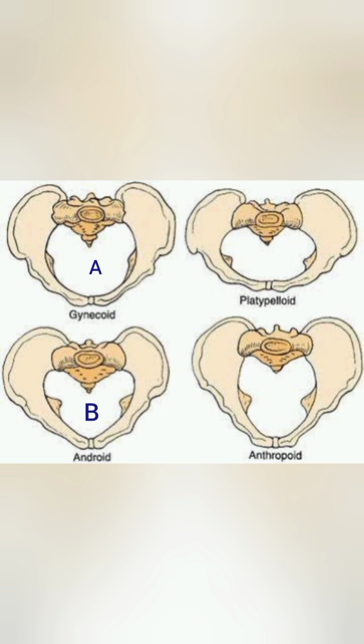And the third type is the anthropoid type. Anthropoid type of pelvis is narrow and deep, and its shape is similar to that of an egg or upright oval shape, and it compresses sidewards.